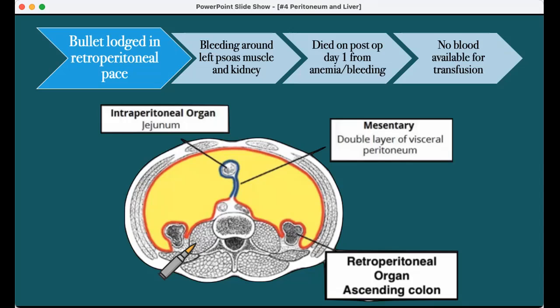But eventually that was dissected out, and that area was packed, and it was found that the bullet was lodged in the psoas muscle, causing extensive bleeding in the retroperitoneum. This is an axial cut showing the retroperitoneum in red, the intraperitoneal cavity in yellow, and the bullet lodged in the psoas muscle right near the kidney. Unfortunately, he had extensive blood loss, and blood was unavailable, and he actually bled to death and died 1 day after he arrived at the hospital.